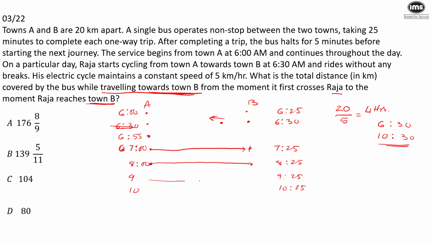So all we have to do is the bus has made 4 movements. It has covered 4 laps from A to B towards the direction of B. Each lap is 20 kilometers. So the bus has traveled 20 into 4, 80 kilometers towards town B after crossing Raja. 80 kilometers. That gives us our answer, option D. Option D is a very easy answer now. This question appears very difficult.